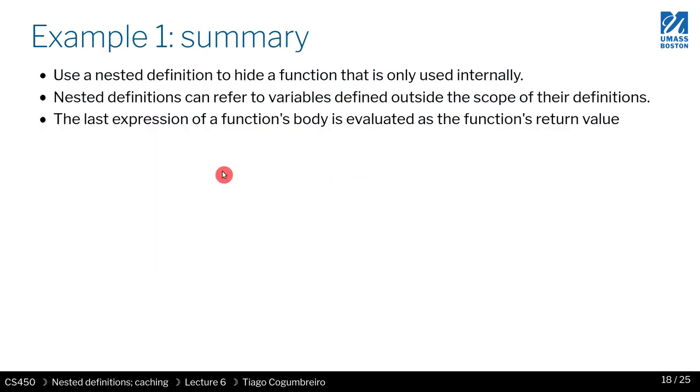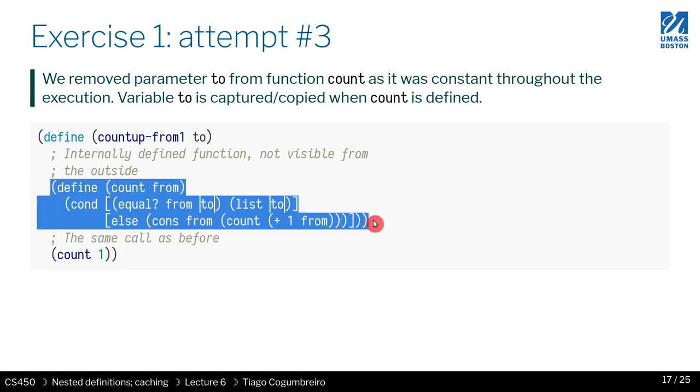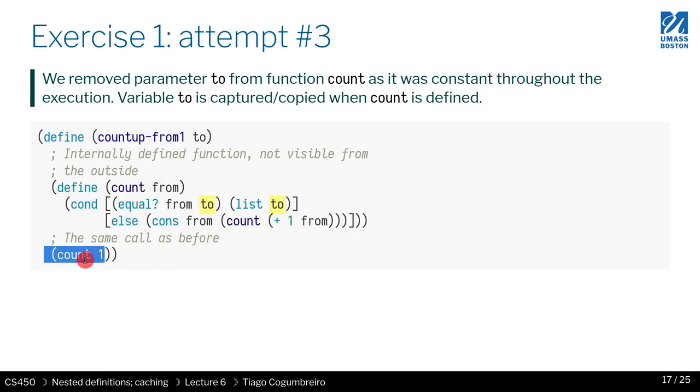And now let's go for a summary. We saw that we can use nested functions to hide a function that is only used internally. We saw that nested definitions can refer to variables defined outside of the scope of their definitions, and that the last expression of a function's body is evaluated as the function's return value. But this we already knew. We saw multiple examples of these. So this is the last one, right? So we have a definition, and only the last one, which is the call to count one, is what is being returned.